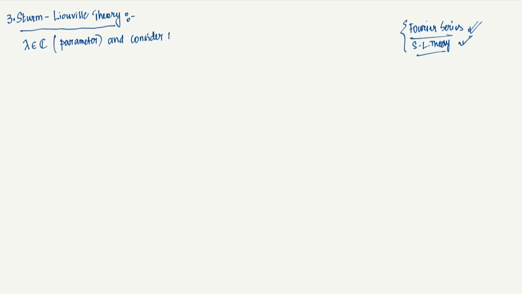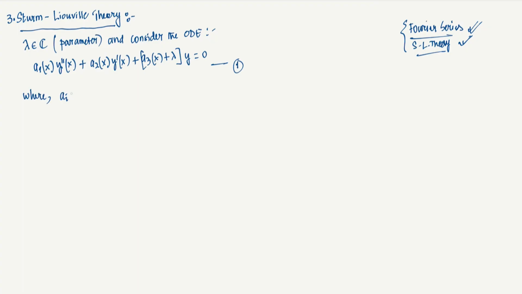ODE. Consider the ODE, which is given like this: a1 of x y double prime of x, plus a2 of x y prime of x, plus a3 of x, and this is where we are introducing lambda, plus lambda times y equals 0. Clear? This is the type of problem which we want to study, and for now let's just call this (1).